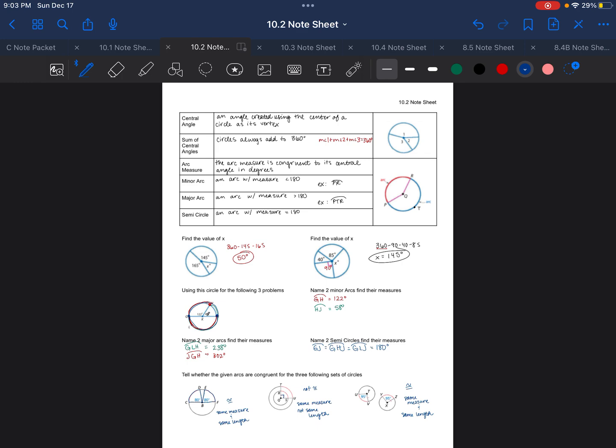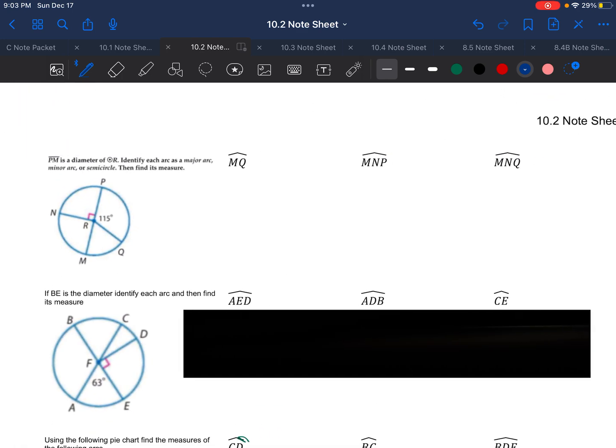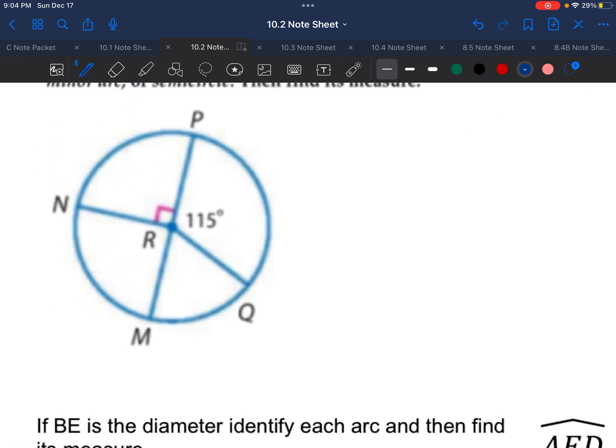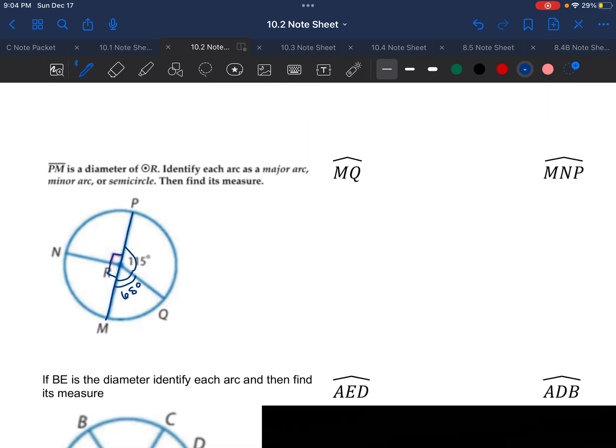All right, moving on. PM is the diameter of circle R. Identify each arc as major, minor, or semicircle, then find its measure. First thing I'm going to do is label this circle up and find these measures. If PM is a diameter, that means this angle is a linear pair with this angle, so this is also 90 degrees. And that means this angle is a linear pair with this angle, so this would be 180 minus 115, which is 65 degrees. So let's go through and find these arc measures.